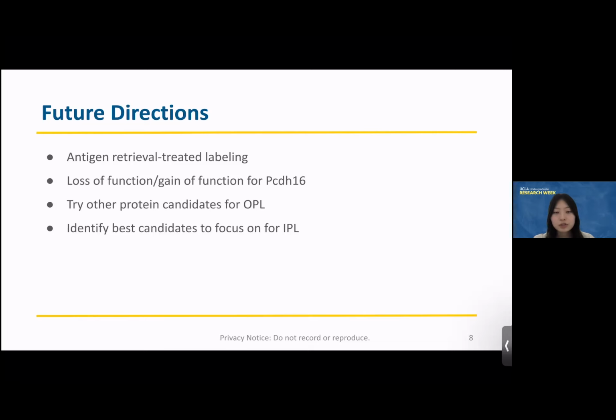Additionally, another future direction would be to induce loss of function and/or gain of function for the PCDH16 protein in mice and see how that might affect the synaptic connections formed in the OPL. Finally, we will continue with validation experiments for other protein candidates selected for the OPL lines, and also work on identifying the best candidates to focus on for the IPL through ongoing literature search.